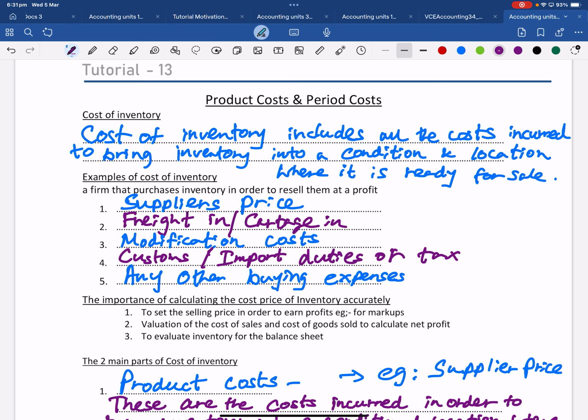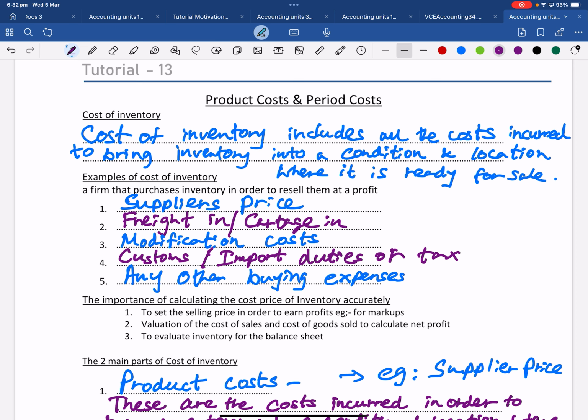Not really, yeah? Right. So cost of inventory includes all the costs that we incurred to bring our inventory into a condition and location ready for sale. Meaning all the costs that we incur to purchase inventory and bring it to our premises so that we can sell it. Why? Because we are selling inventory, the tangible physical product. So then we have to bring it to the warehouse or the shop. Then only we can sell it, right?